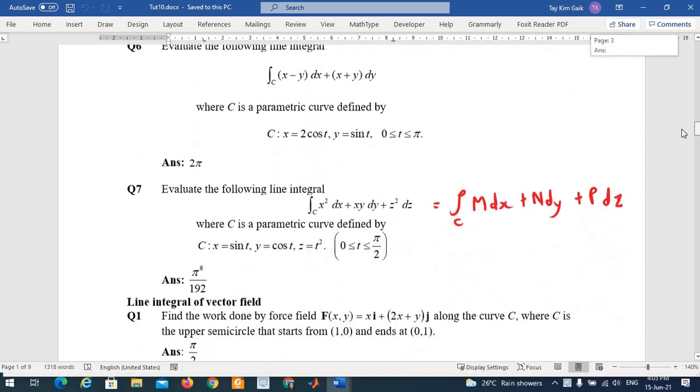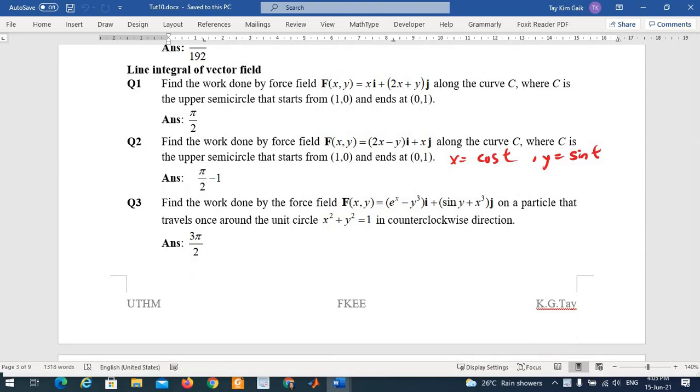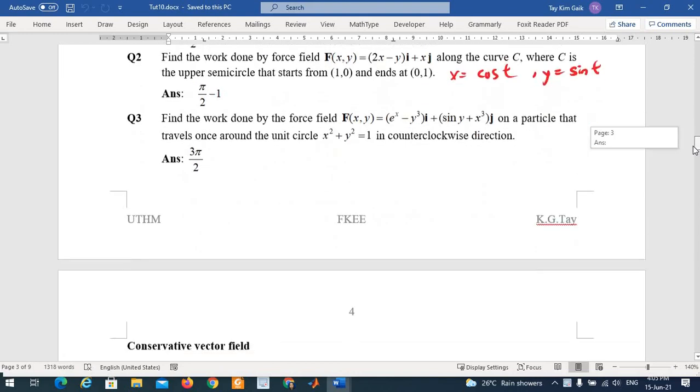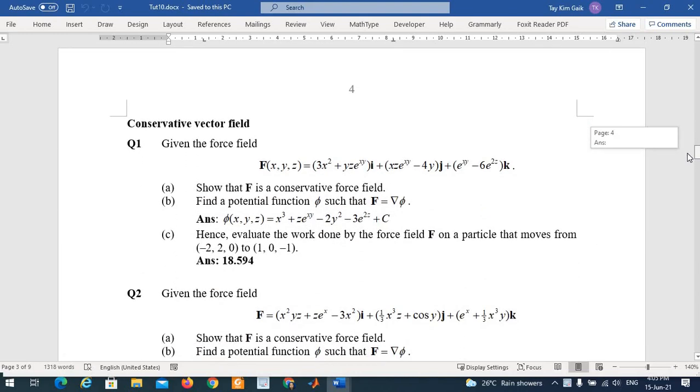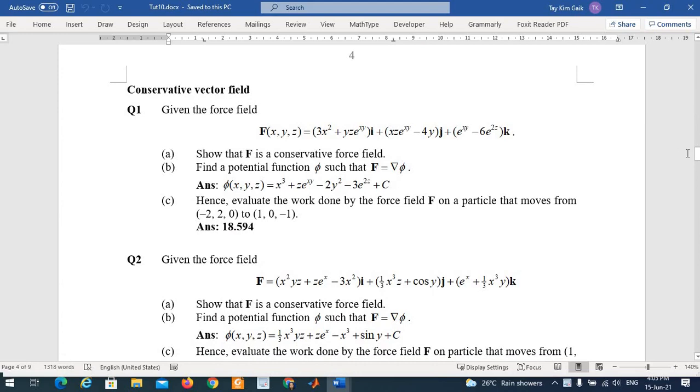Today we are going to cover the conservative vector field and Green's theorem. Then we finish the line integral, with just 2 weeks left for space integral. So the conservative vector field is the fourth subtopic in the line integral. Look at question 1.